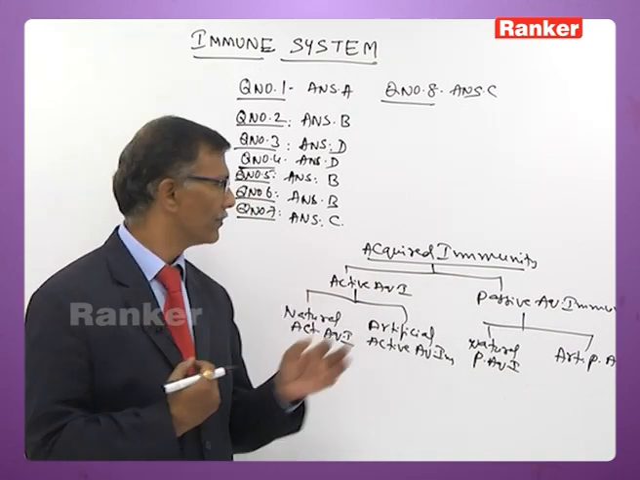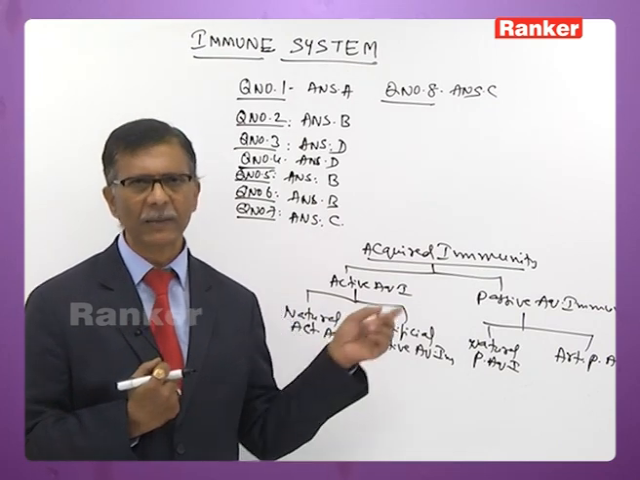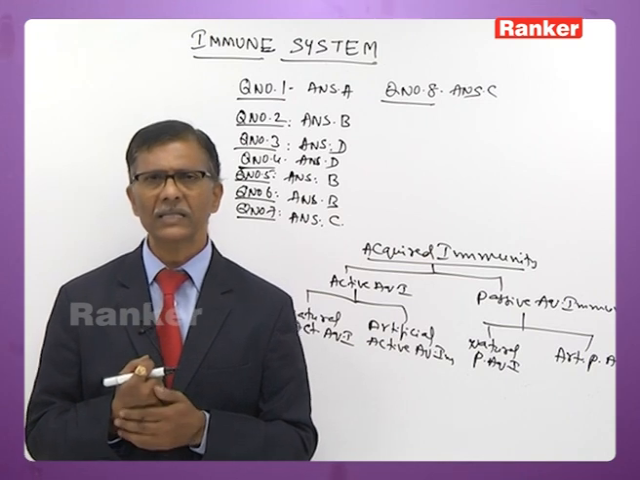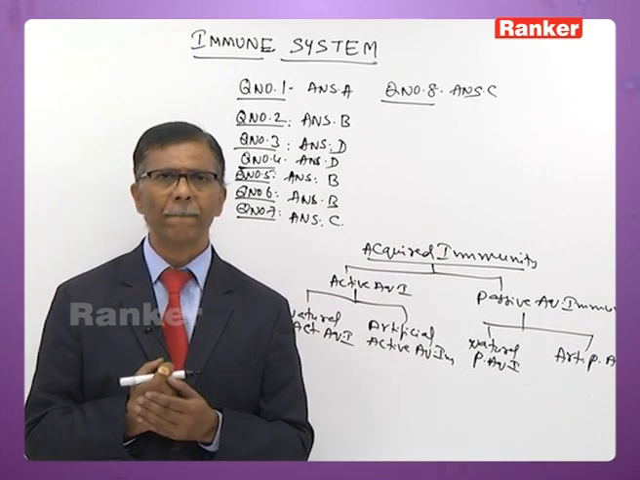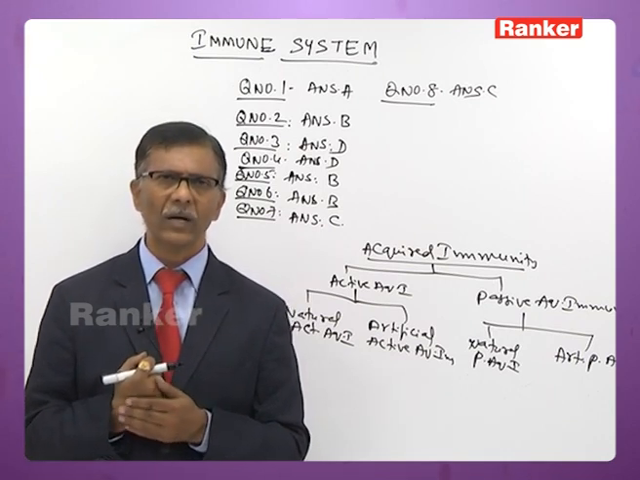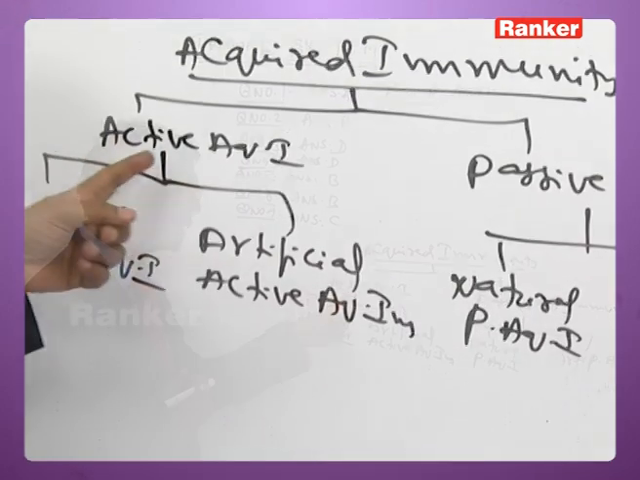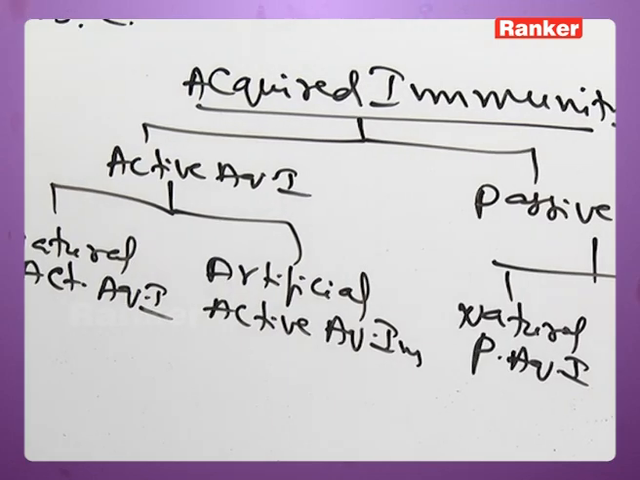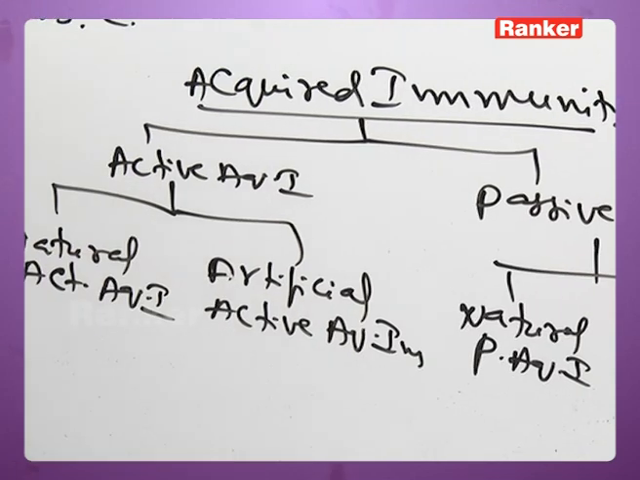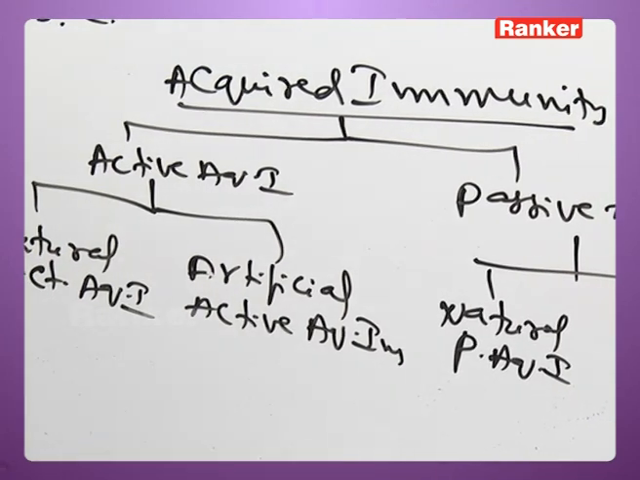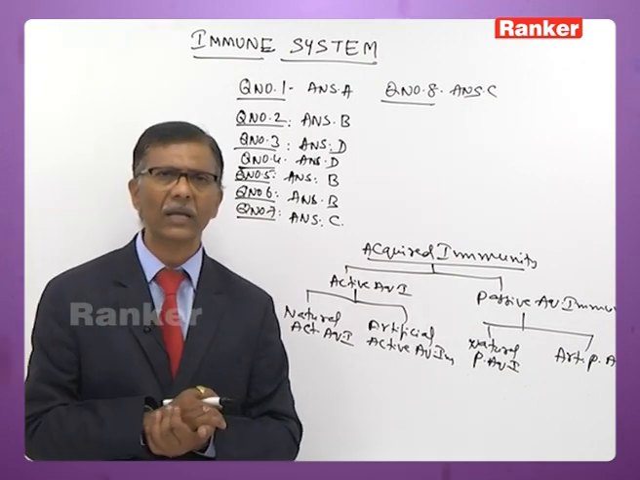The other one is acquired immunity, which is also called adaptive immunity, which is specific in nature. This is acquired in the human body maybe because of antigenic invasion, or sometimes because of prior contact with the antigen. Again it is divided into two types: active acquired immunity and passive acquired immunity. Under active acquired immunity you have natural active acquired immunity and artificial active acquired immunity. Natural active acquired immunity is immunity that builds up in the human body due to prior contact with the pathogen.